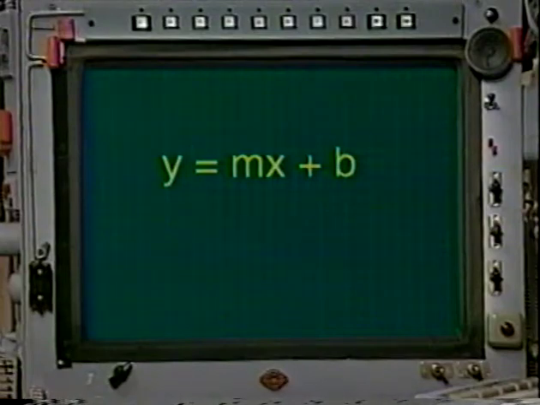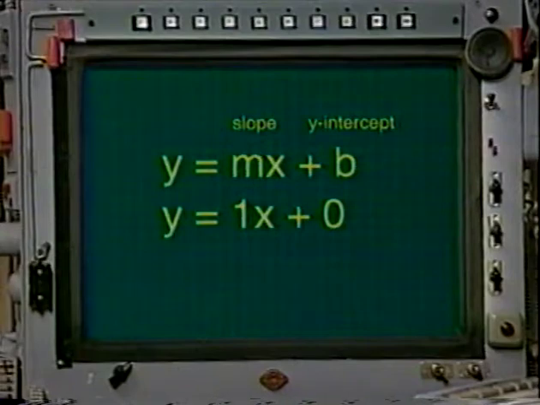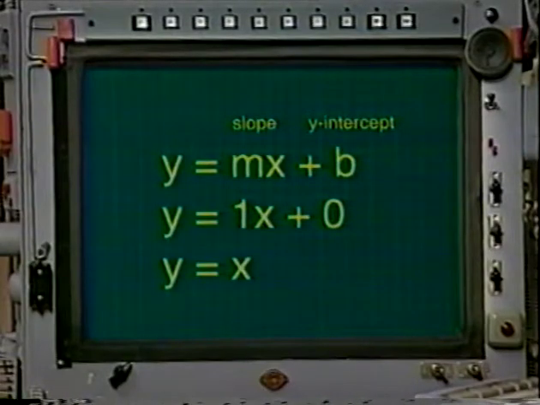There's an equation which allows us to find the slope and the y-intercept quite easily. It's called the slope-intercept form, which is y equals mx plus b, where m is the slope of the line and b is the y-intercept. Now, to try to understand this equation, let's start with the simplest form. Just 1x and a value for b of 0. An even simpler way of writing the statement is y equals x.